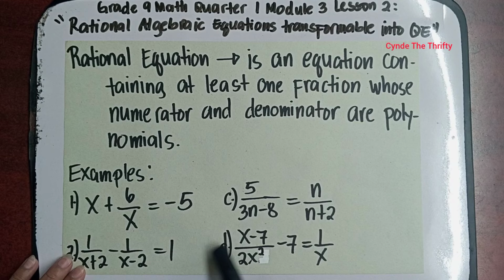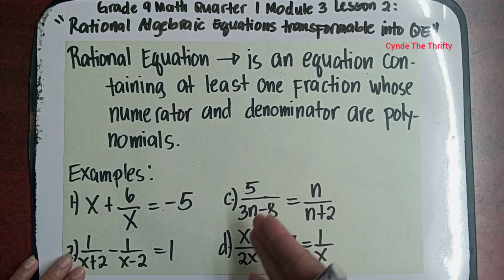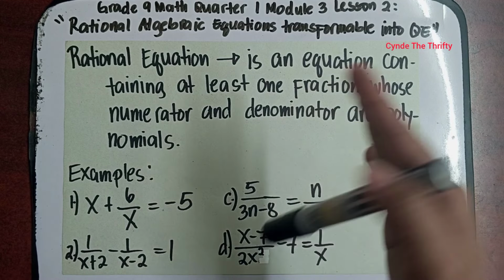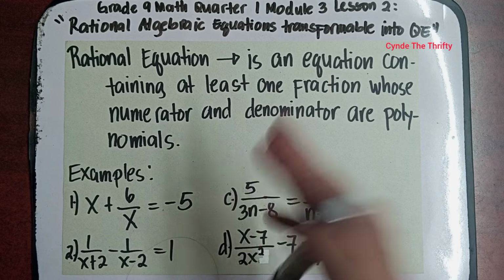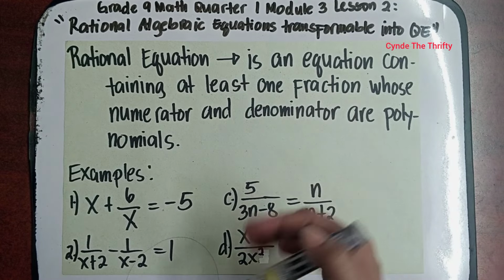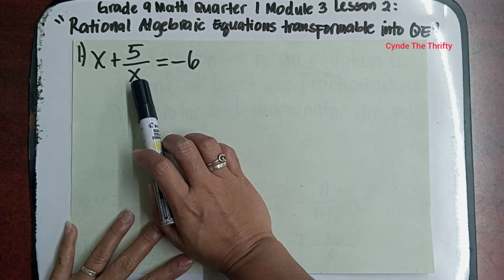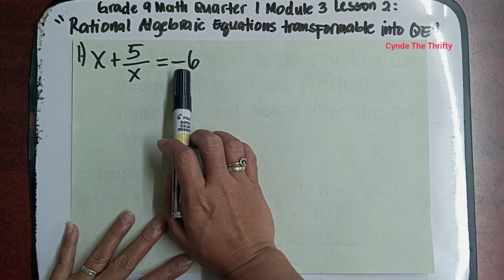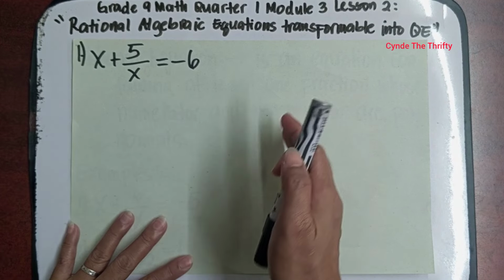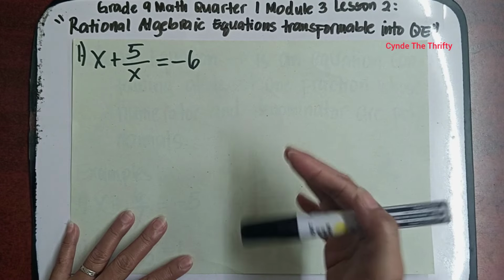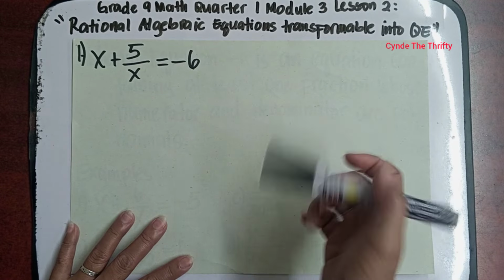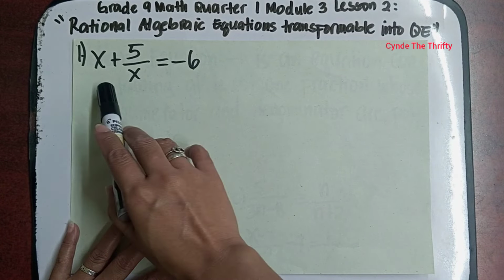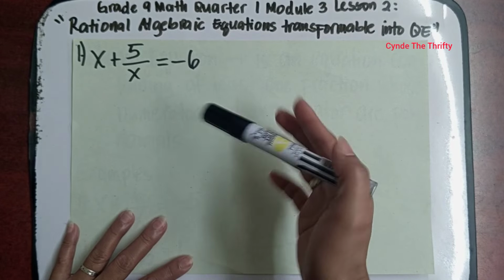Ang gagawin natin dito is i-transform natin siya into quadratic equation pagkatapos hahanapin natin ang kanyang roots or ang kanyang solutions. First example, x plus 5 over x is equal to negative 6. Okay, so ang unang gagawin natin, of course, gaya ng nagsosolve tayo ng fraction sa elementary natin, hahanapin natin ang ating LCD or ang kanyang least common denominator.